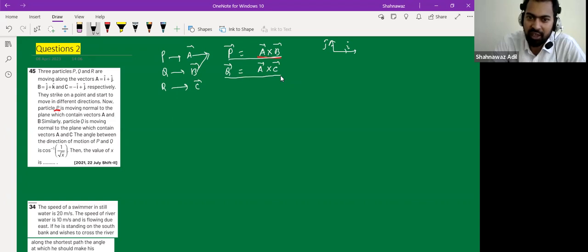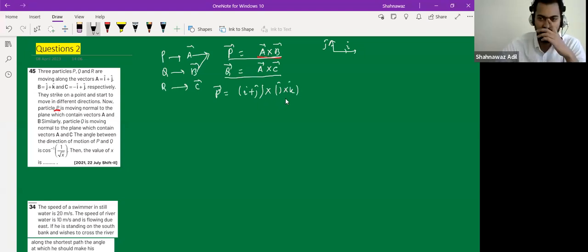And now the third information that we have to apply: the angle between the directions of motion of P and Q. So let's first calculate the P vector. The P vector will be what? I plus J cross J cross K. If you want to use matrix multiplication, use that, or let's just use the cyclic property.